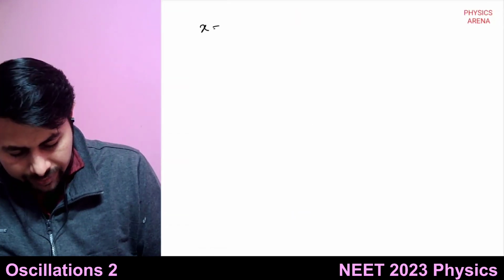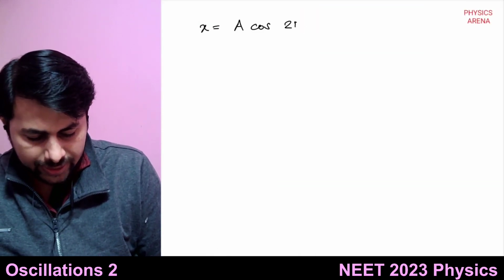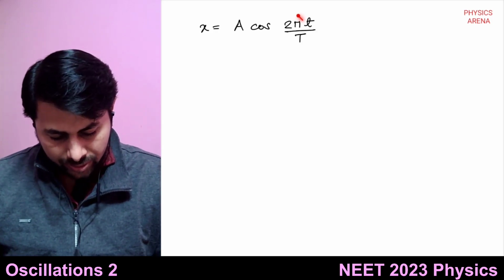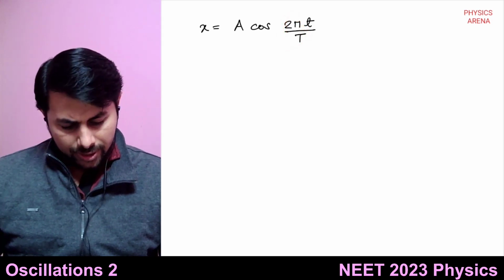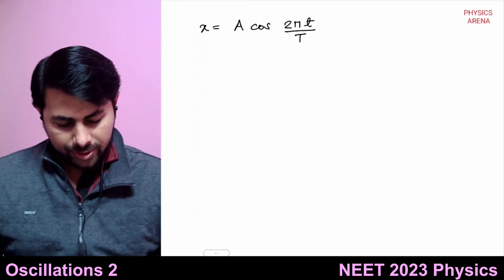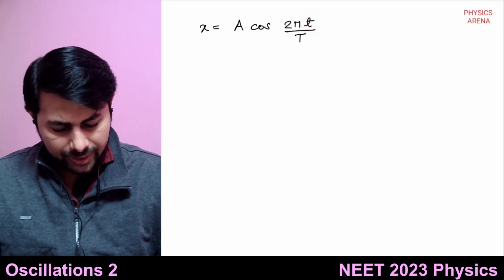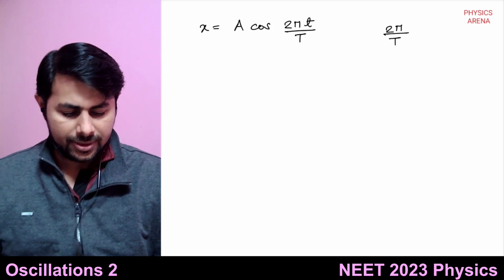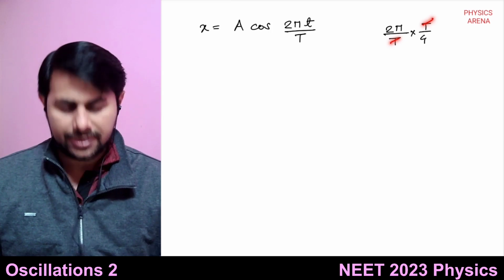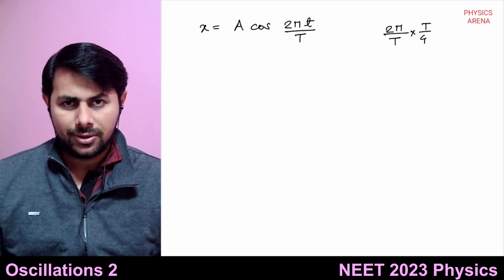x is equal to a multiplied by cos of omega t, which is 2 pi multiplied by small t upon capital T. So omega is 2 pi upon T, right? Now let's substitute t equals T by 4. If you substitute that, what do you get? It is 2 pi multiplied by 1 upon T multiplied by T by 4. This T and T get cancelled. It is 2 pi upon 4. What is 2 pi upon 4? It's pi by 2, right?